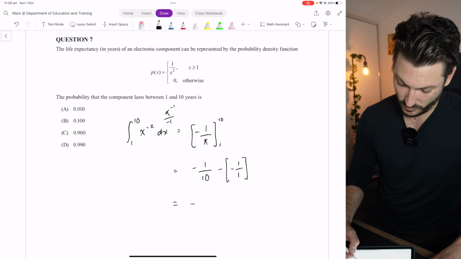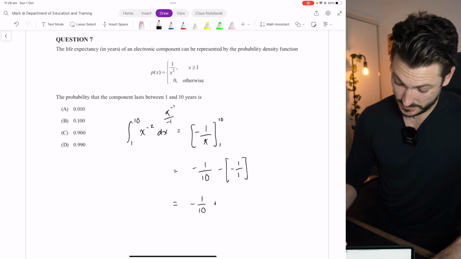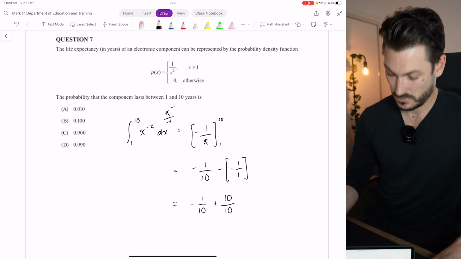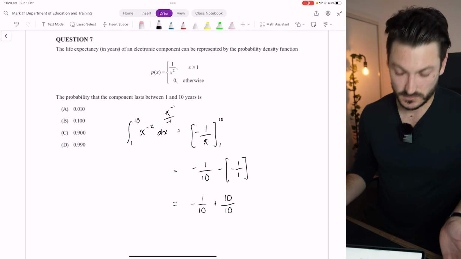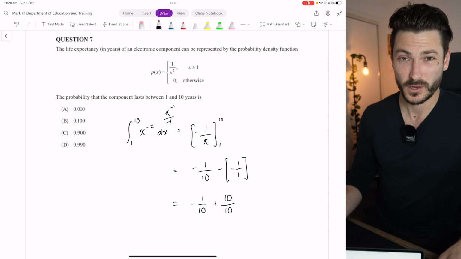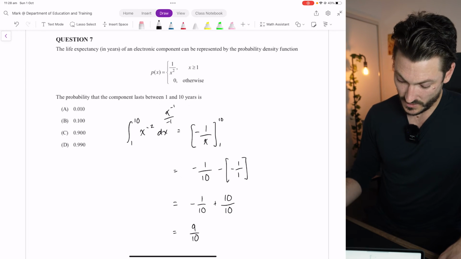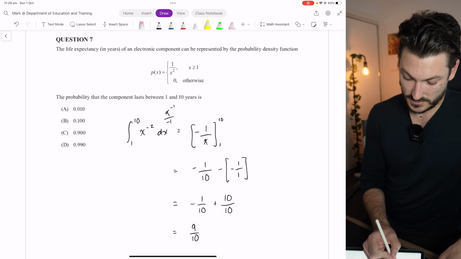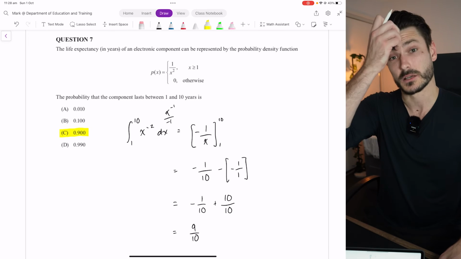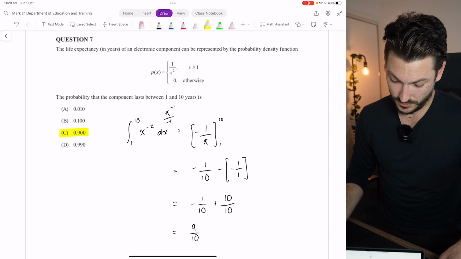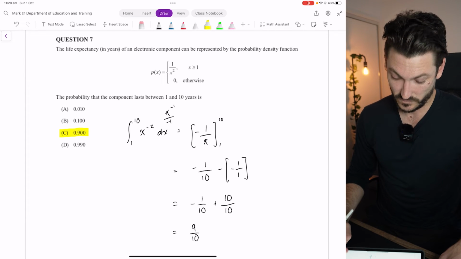So that's going to be negative 1/10 plus 10 on 10, since 1 is equal to 10 on 10. If we're adding fractions, the 2 minuses become a plus. I get 9/10. And that's going to be answer C, 0.9, 9/10. Sweet. So, cool. Let's move on to question 8.